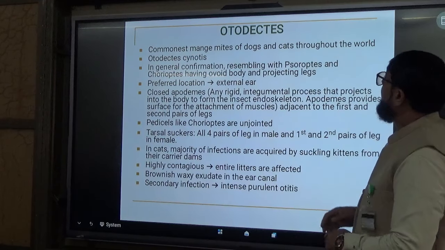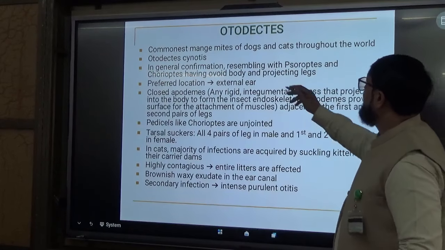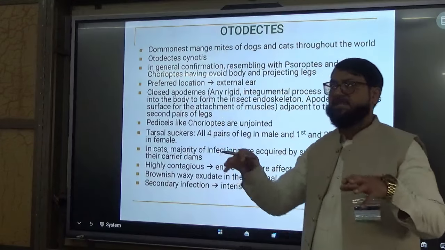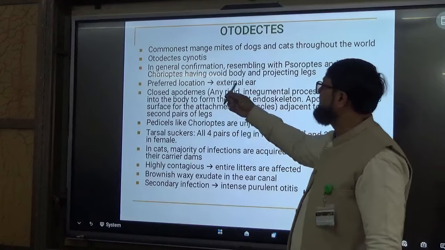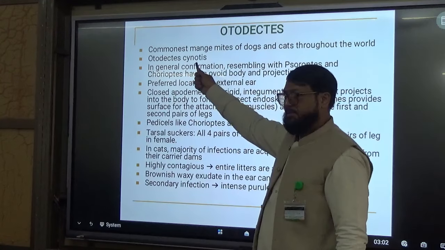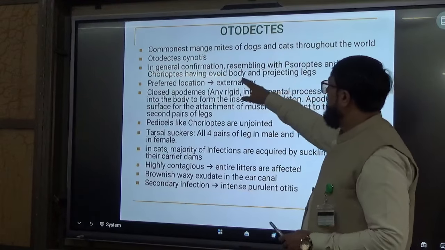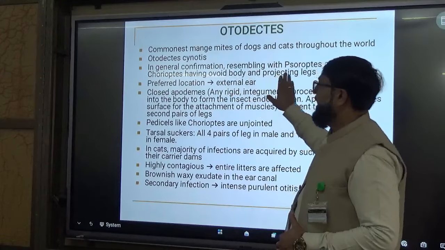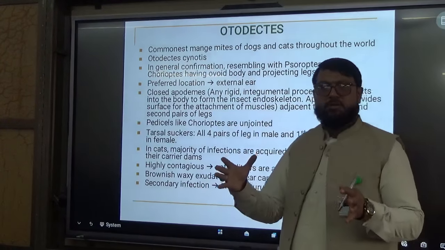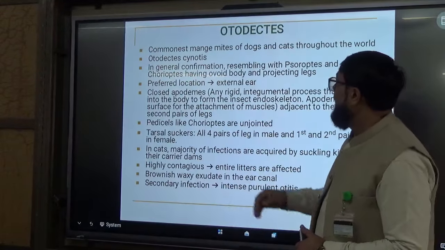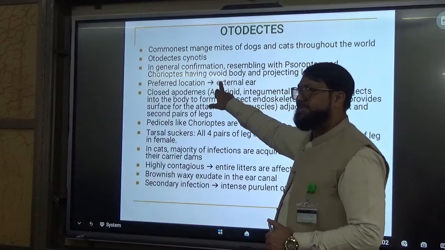Otodectes is the commonest mange of dogs and cats, and mostly they parasitize the ears, and that's why they are called Otodectes cynotis. In general conformation, resembling Psoroptes and Chorioptes, having an ovoid body and projecting legs. So the morphology is almost similar to the previous ones with minor differences. But their preferred location is the external ear pinna.